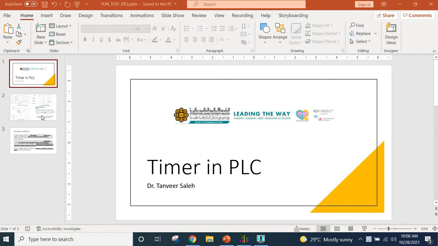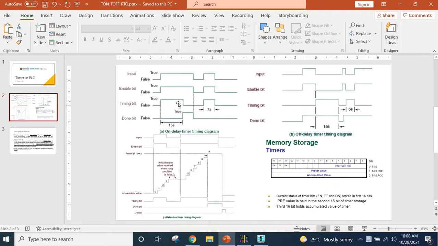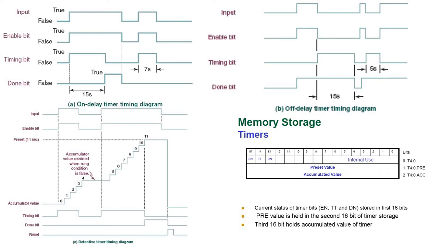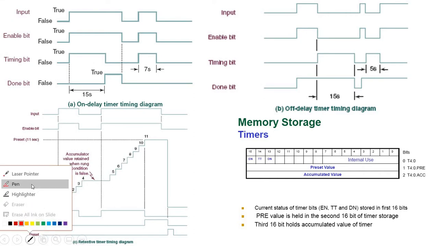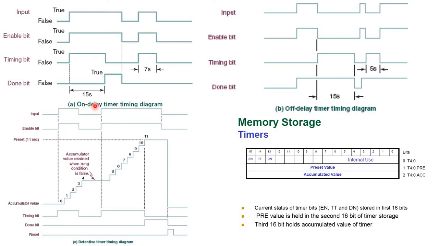So, in Allen-Bradley, there are basically three types of timers available. Let me put it in slide mode, then it's easier. The first timer we call the T-on timer, or on-delay timer. The second timer is called the T-off timer, and the third one is called the retentive timer.